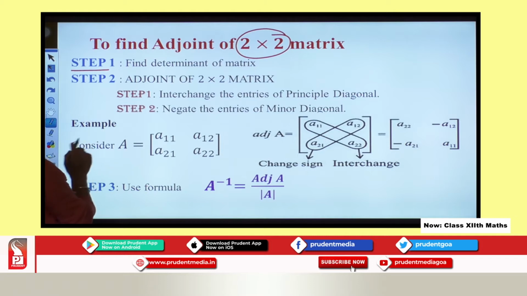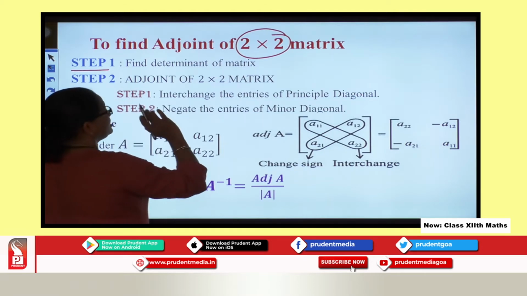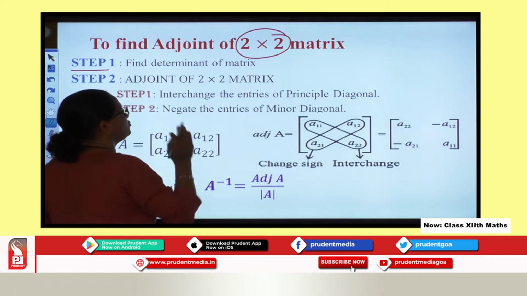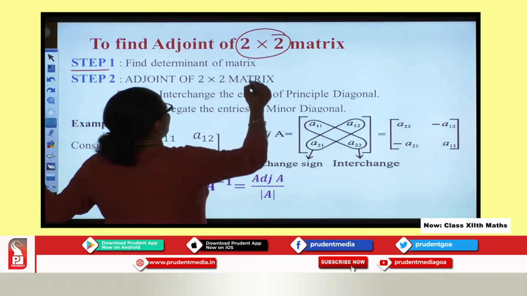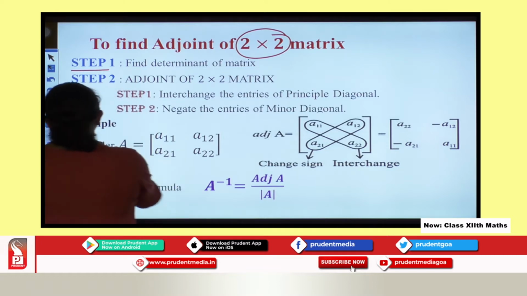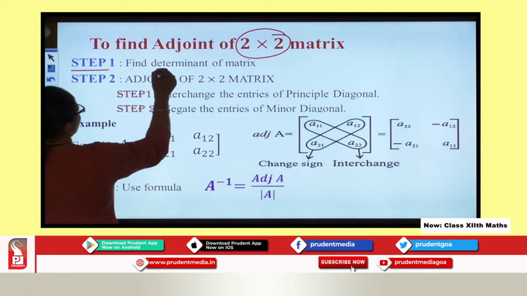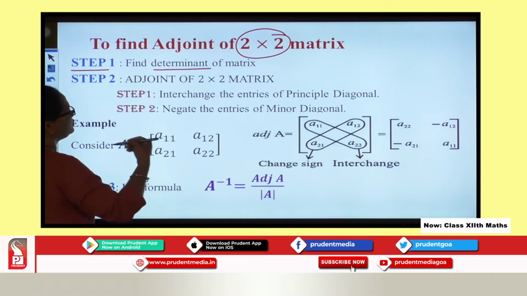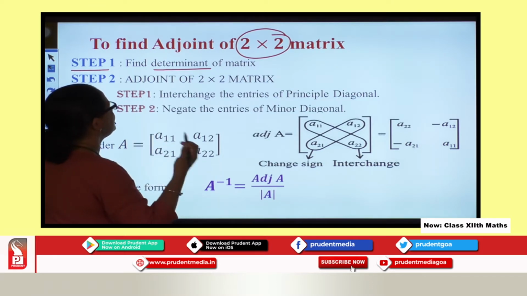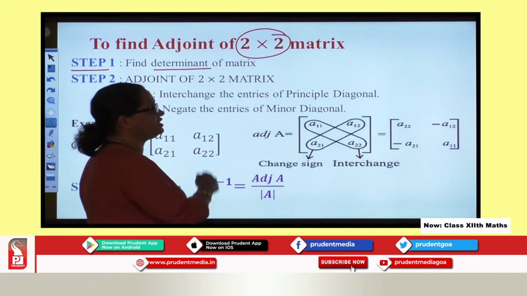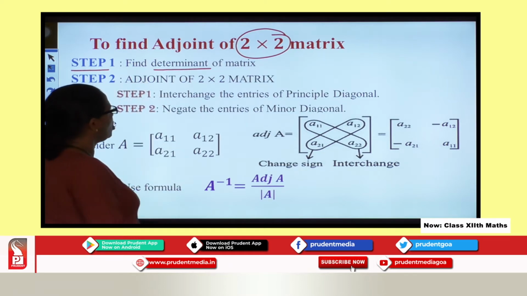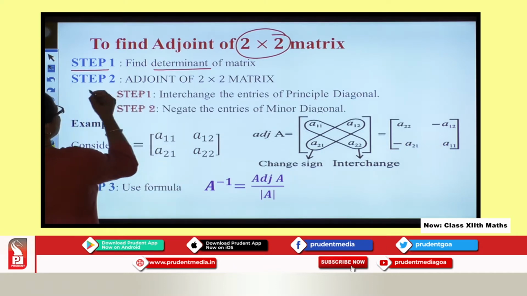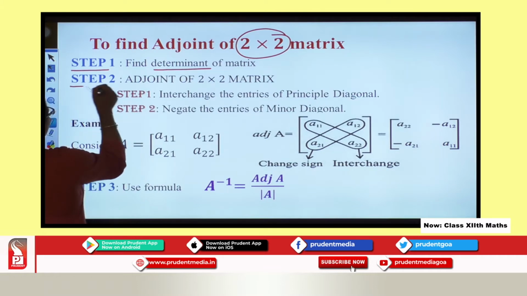Very important thing: we will be finding the determinant. Every time I tell you, the moment you need to find the inverse of a matrix, the first thing you need to do is find the determinant of the matrix. Once you find the determinant of the given matrix, you will be able to conclude whether the determinant is equal to 0. If it is equal to 0, you can say A inverse does not exist. If it is not equal to 0, you say A inverse exists and you proceed further. So once we find the determinant, we go to step 2.